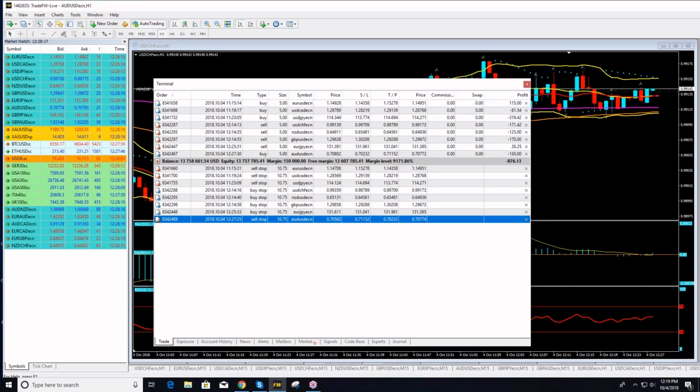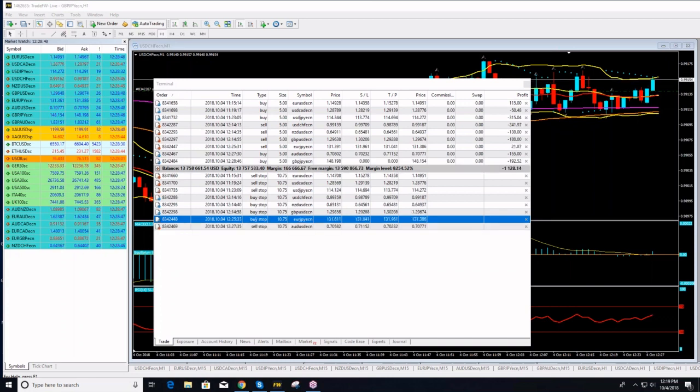Moreover, I got a very nice confirmation for a long position as well on pound yen, guys. So I will enter long positions on pound yen. There we go. So I have just entered long positions on pound yen. Five lots.